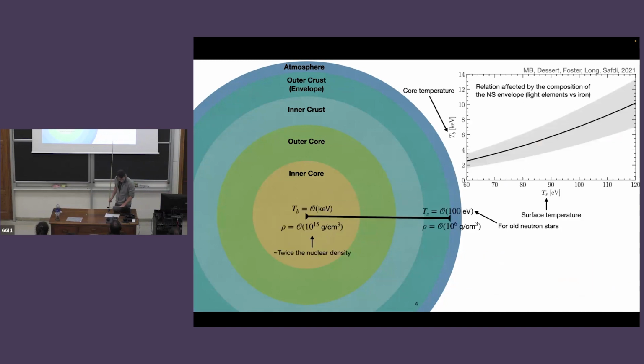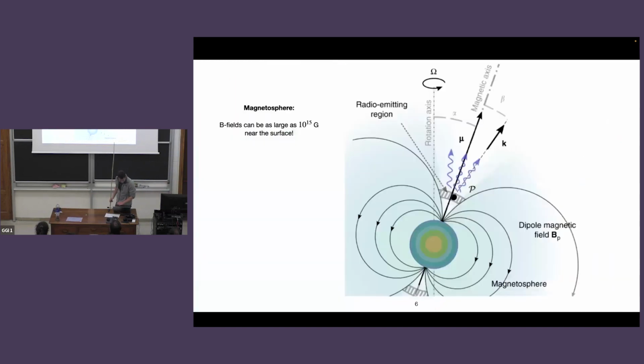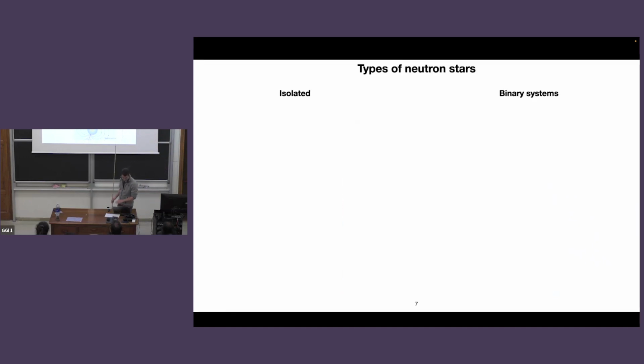All right, so that was the wrong direction. That was the inner part of the neutron star. On the outer side, we have a strong magnetic field, a magnetosphere. The magnetic field can be as large as 10^15 Gauss close to the surface, and Josh is going to talk a little bit more about the exact details of the magnetosphere. But basically, you have a very dense core with a lot of neutrons, protons, and electrons, and then you have a magnetic field around it that is very strong.